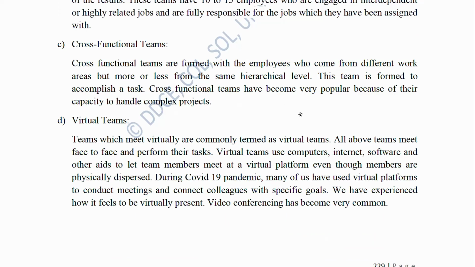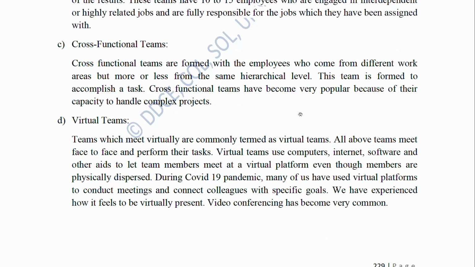Third, cross-functional teams. Cross-functional teams are formed with the employees who come from different work areas but more or less from the same hierarchical level. This team is formed to accomplish a task. Cross-functional teams have become very popular because of their capacity to handle complex projects.